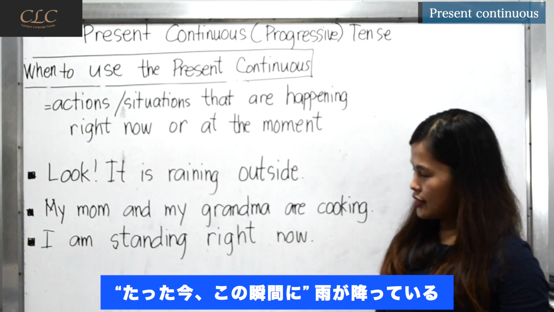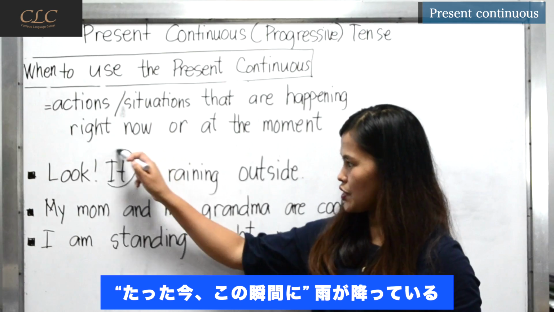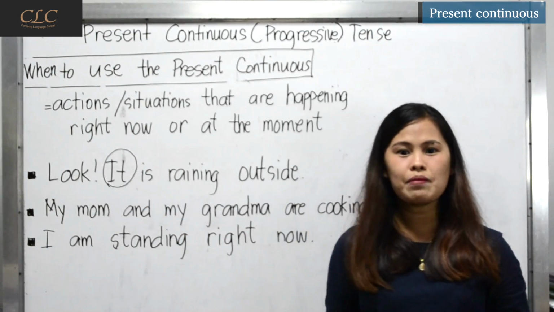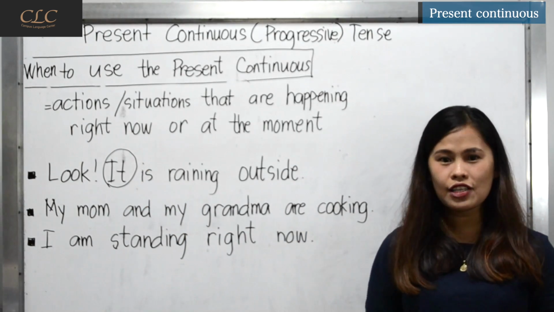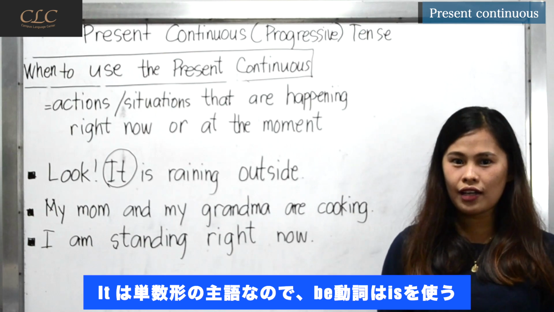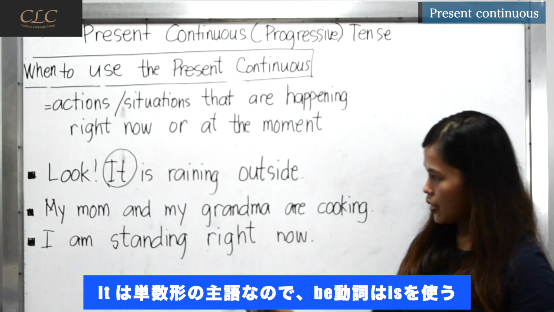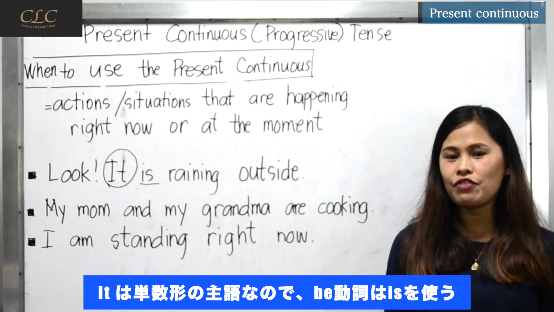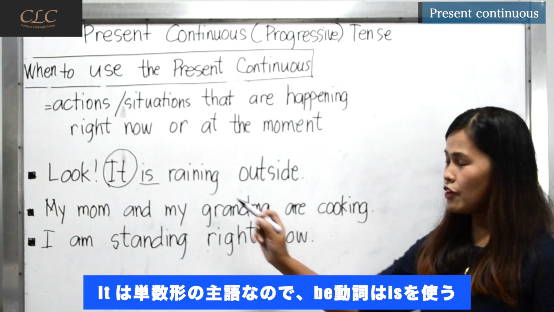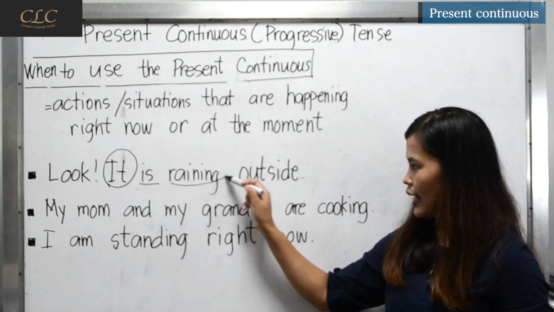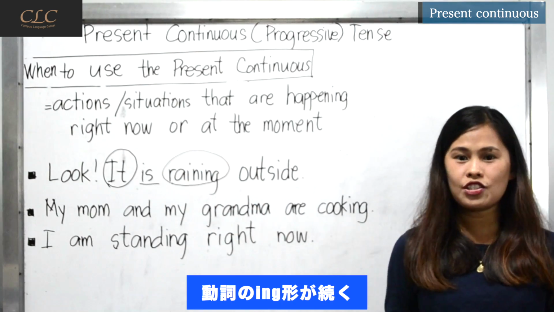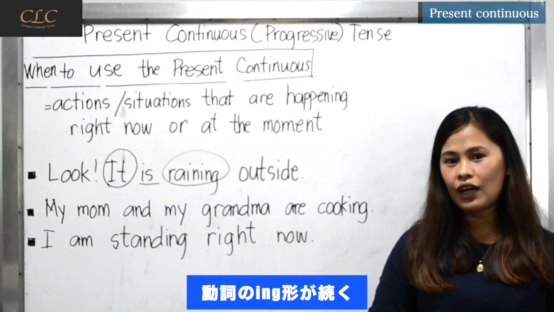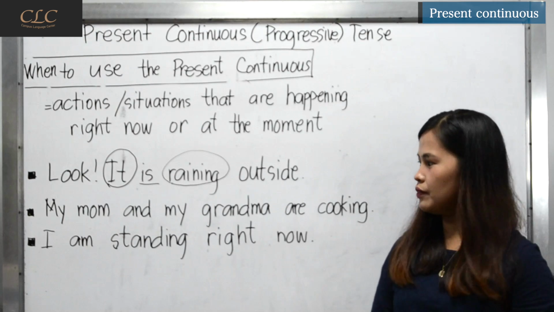So in this sentence, we have here our subject, it. And remember, it is a singular subject. That's why we have here the verb to be, which is. And what is our main verb? So the main verb here is raining, and it is in the ing form. Now, let's have the second example.